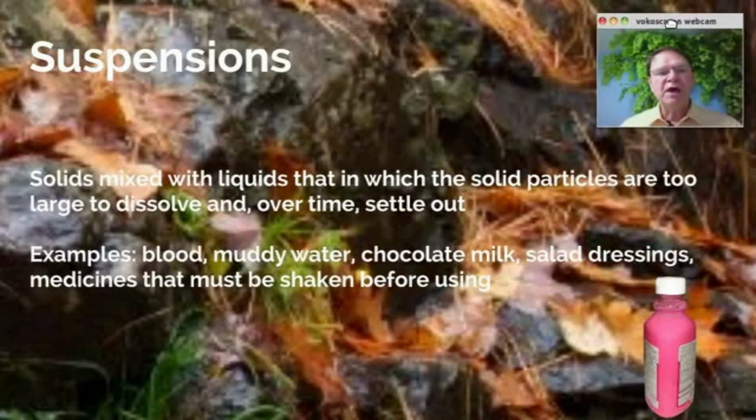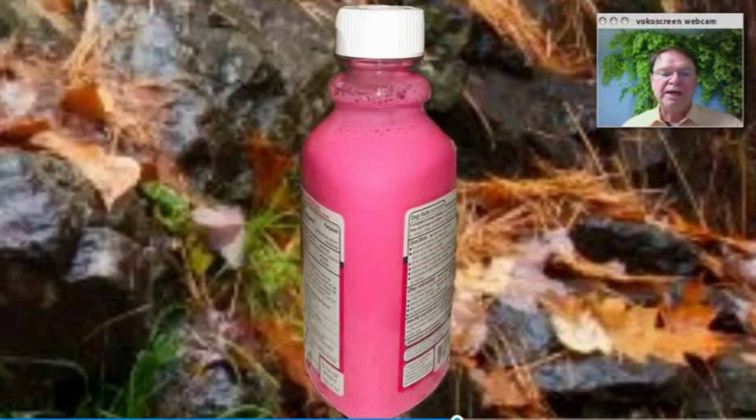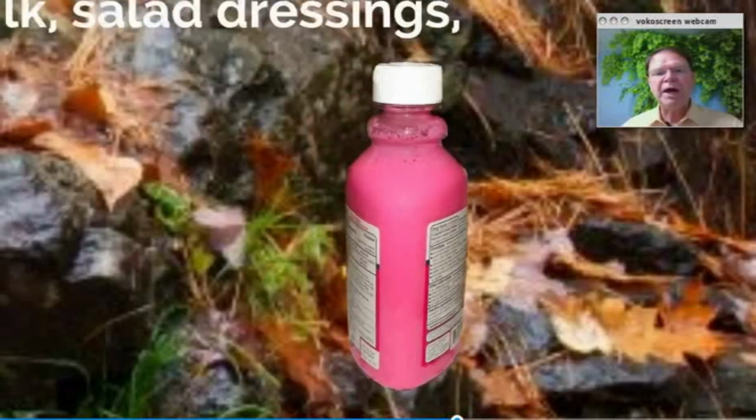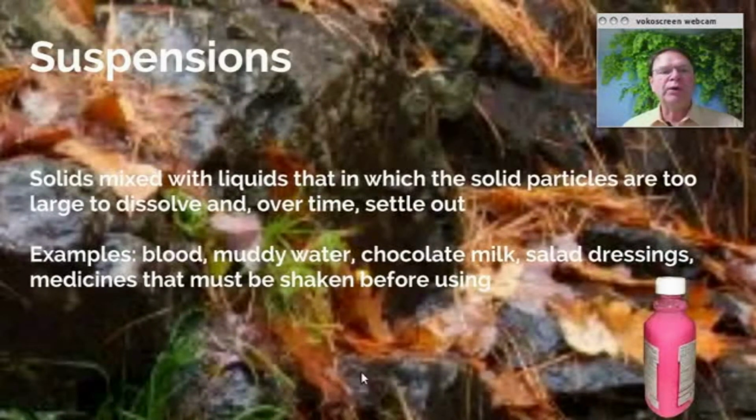Now, there are different types of mixtures as well. When we think of suspensions, we're thinking normally of a solid material of a fairly large particle size that's added to a liquid, and over time those particles tend to settle out. So think of things that you need to shake up before you use them, like chocolate milk or certain salad dressings. Certain medicines that you see here, for example, are going to have to be shaken up before you use them. Those are all great examples of suspensions, and of course blood is as well.